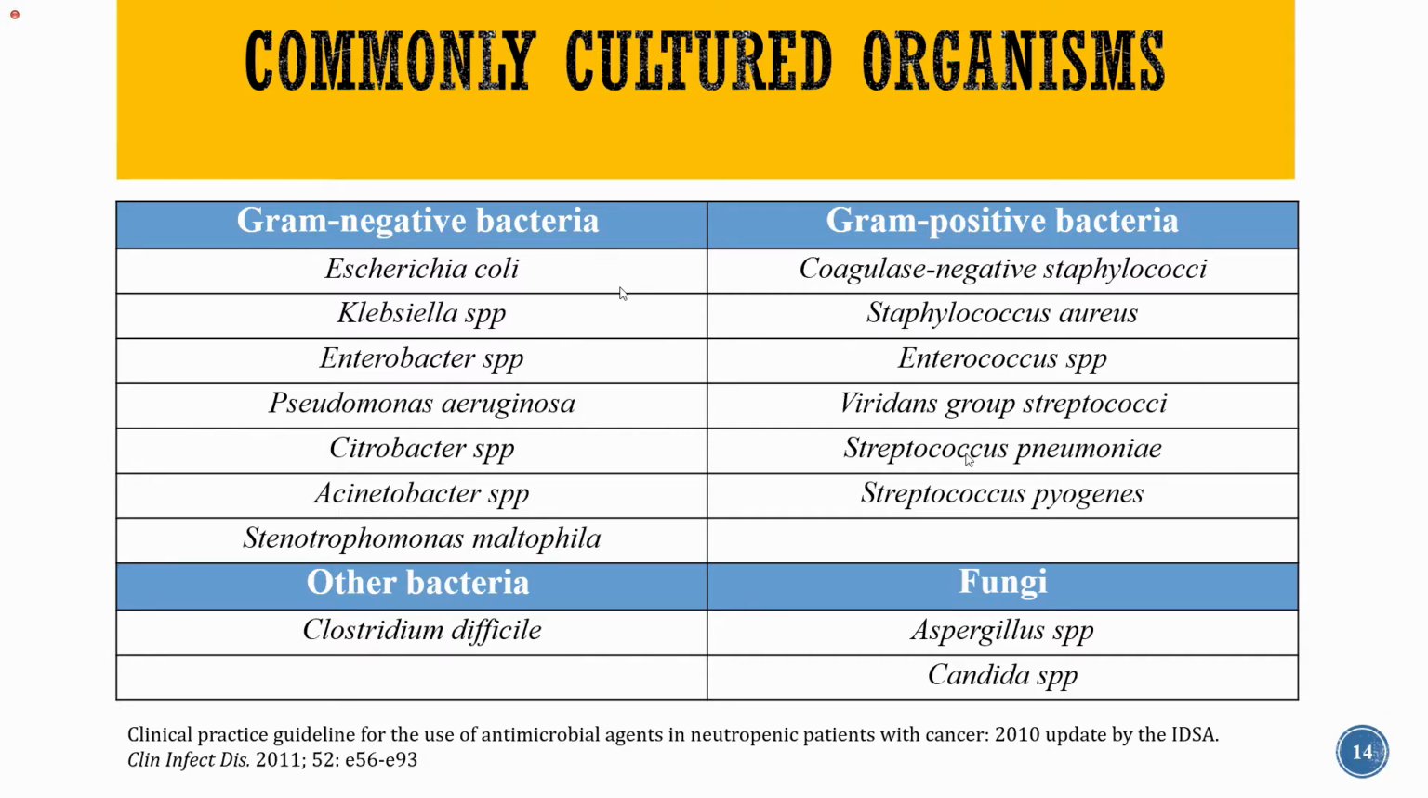Then we have MSSA, MRSA, strep viridans. This is one of the organisms which is not covered by ceftazidime. So whenever you are treating empirically a patient with ceftazidime, 2 gram every 8 hours, this organism, strep viridans, is not covered by ceftazidime. So you have to add vancomycin in order to cover viridans group streptococcus. But if you're using others like Tazocin, imipenem, meropenem, that's fine. They cover viridans group very well.